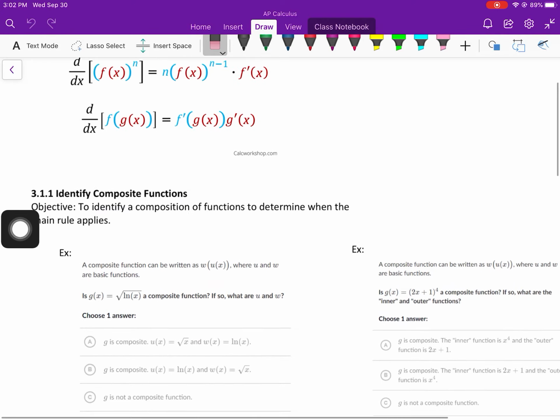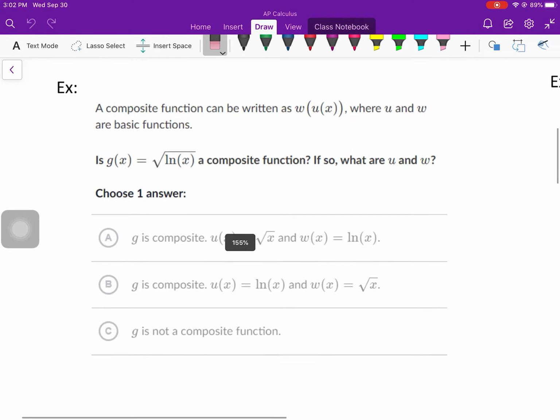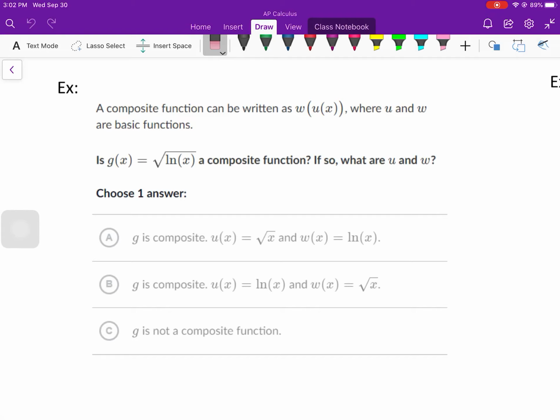We're not going to do the chain rule yet in this assignment. We're just going to identify what's the inside and outside function. So if you look at this notation, a composite function can be written as w of u of x. Realize u of x is the inside function and w is the outside function.